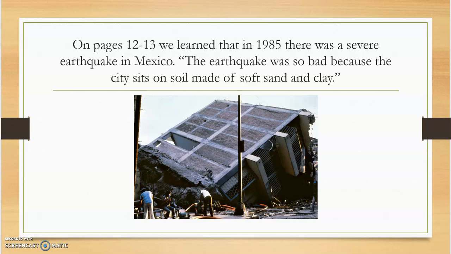Right away, you might be assuming or predicting that an earthquake has happened. You're using your background knowledge and you know that earthquakes can cause buildings to topple, right? That was one of our previous words. So let's go ahead and read this real quick. Let's see what's going on in this photograph. This was taken from pages 12 and 13 in the text, where we learned that in 1985, there was a severe earthquake in Mexico. The earthquake was so bad because the city sits on soil made of soft sand and clay. Well, I wonder how that ties into our vocabulary word.